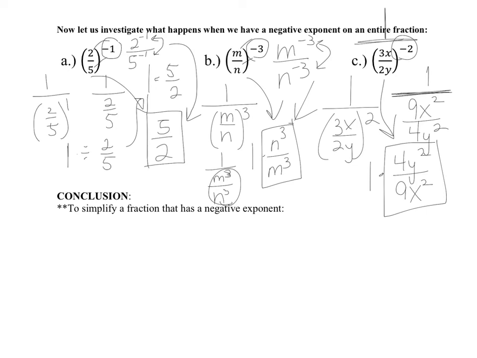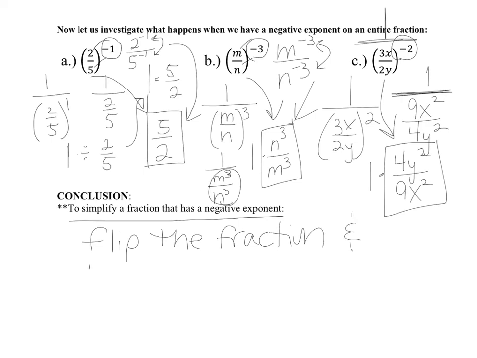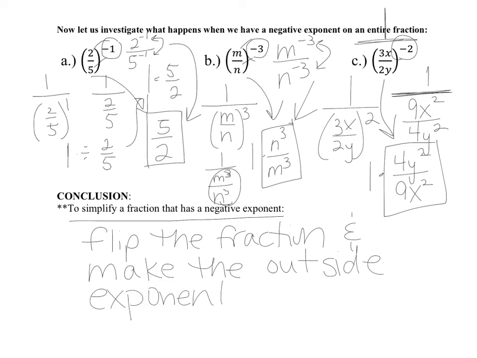So the fast way to deal with negative exponents on fractions or on the outside of a division problem is you just flip the inside. So to simplify a fraction that has a negative exponent, flip the fraction and make the outside exponent positive. Now this only will make the outside exponent positive. If you have any negative exponents on the inside, you have to deal with those separately. Okay, so it only makes the outside exponent positive.